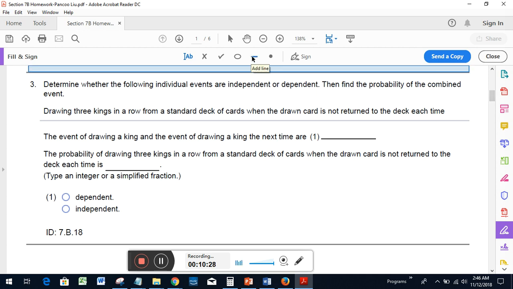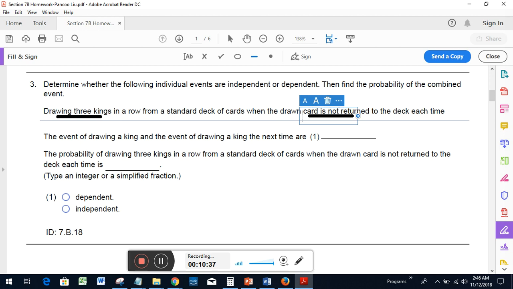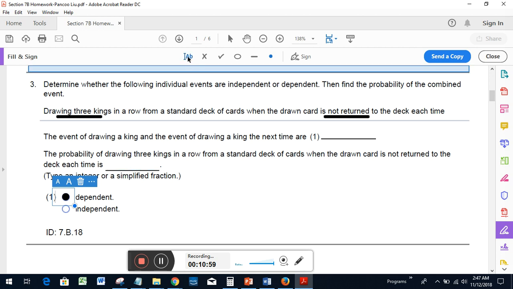Now, number 3 here, again, we're determining if it's independent or dependent. It says drawing 3 kings in a row from a deck of cards when the drawn card is not returned. So the fact that the drawn card is not being returned, that means your total outcome and probabilities will be different for each event. So for the first one here, basically all they want you to do is bubble in dependent. So then there's nothing really to fill out here.